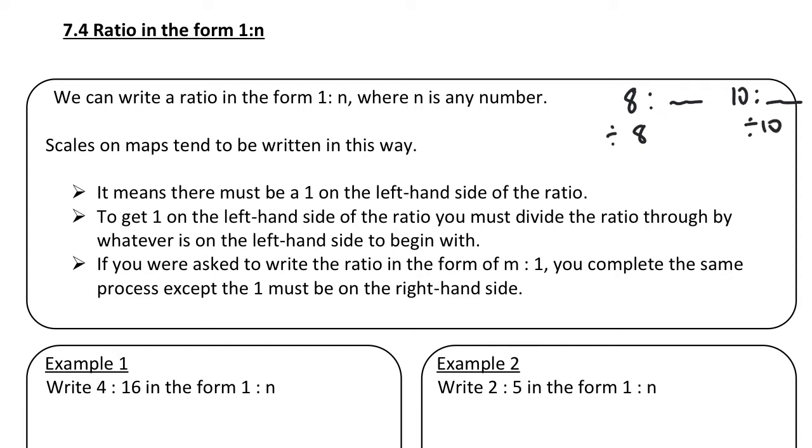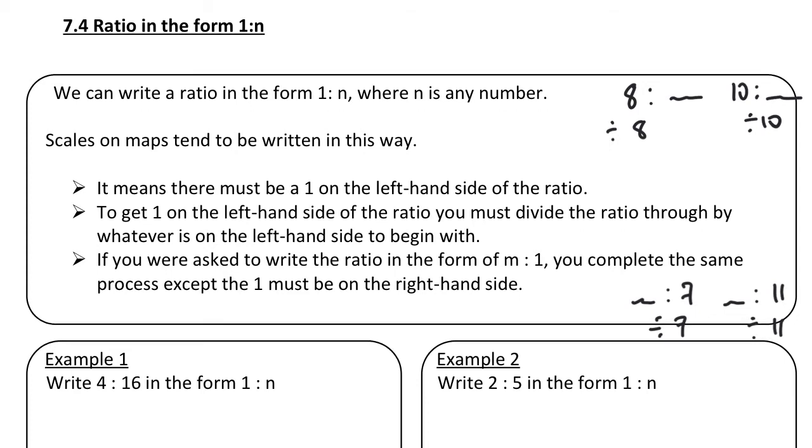If you were asked to write it in the form of m to 1, you'd do the same process, but it would have to be the 1 on the other side. So if we had something to 7, we'd divide both sides by 7, or something to 11, we'd divide by 11, and that would mean that the right-hand side would be 1.